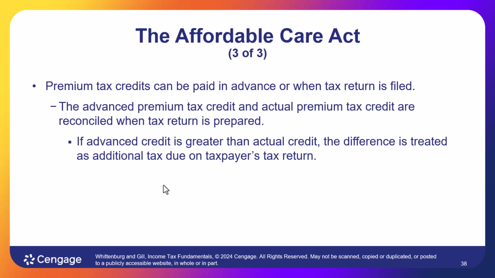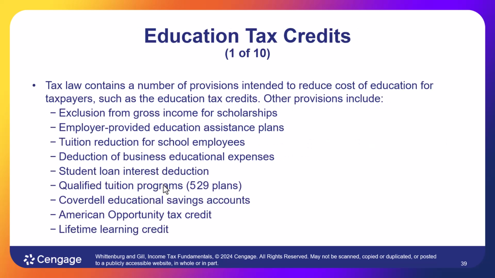If you are preparing taxes for someone who receives a 1095-A, then you will need to fill out the forms for a premium tax credit. A premium tax credit can be paid in advance or when the return is filed. The advance premium tax credit and actual credit are reconciled at the end. So if you're getting an advance premium tax credit, but then you earn more money on your taxes, you'll have to return the credit you already got that reduced the cost of your health insurance. We'll do some examples in class of that.